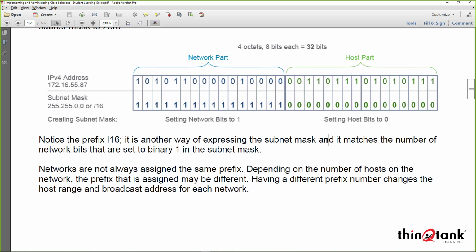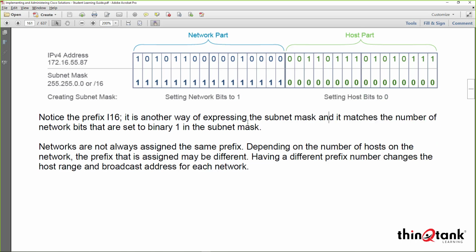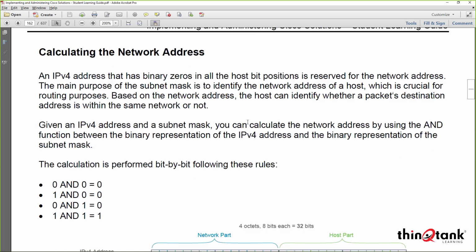By the way, that works the exact same way in IPv6. If I give you a /64 mask in IPv6, the first 64 bits represent the network, the last 64 bits represent the host. If I give you a /50 mask in IPv6, the first 50 bits represent the network, the last 128 minus 50 bits represent the host. Does that make sense? All right. We'll see more about that a little bit later on.